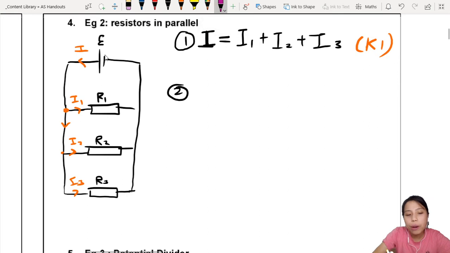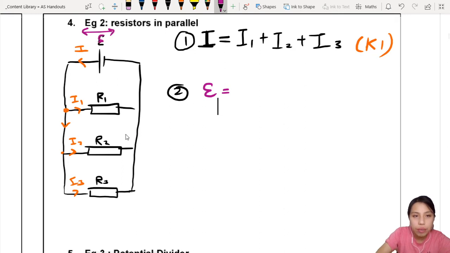You want to think about the sum of PD. Ooh, this one is kind of interesting. So yes, you have EMF. That is providing energy to the circuit. But what is the potential difference across each of these resistors? Think of it this way. All these lines are in parallel, right? So, if this one here has a PD of E, this one here has a PD of V1, this one PD of V2, this one PD of V3. And they're all the same.